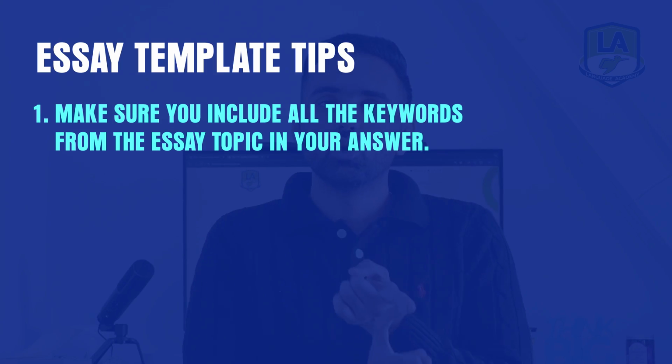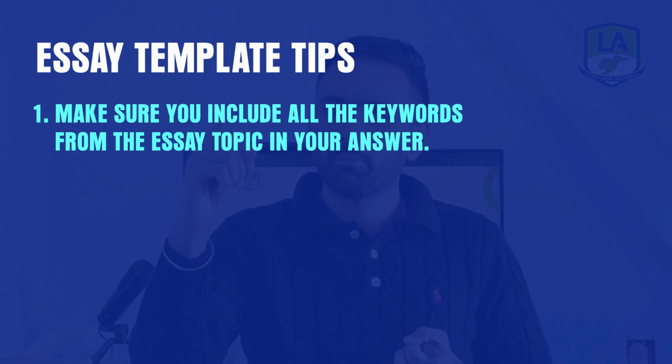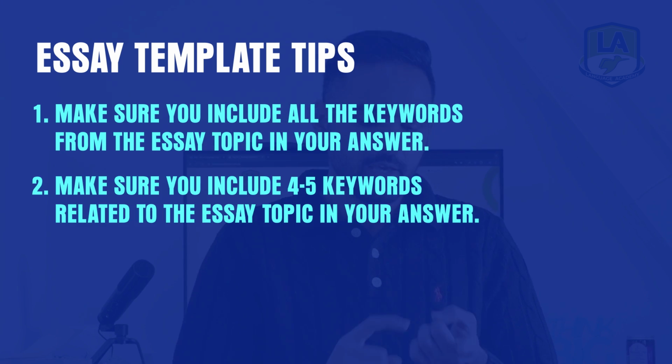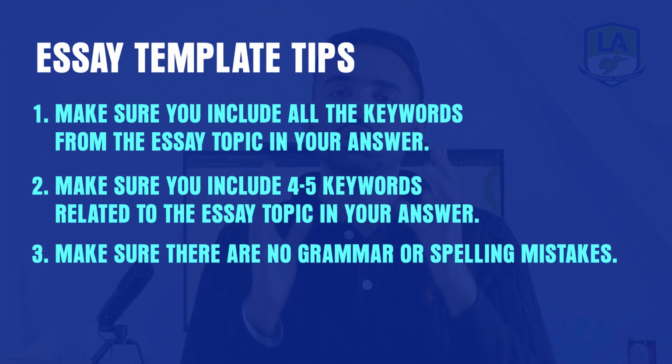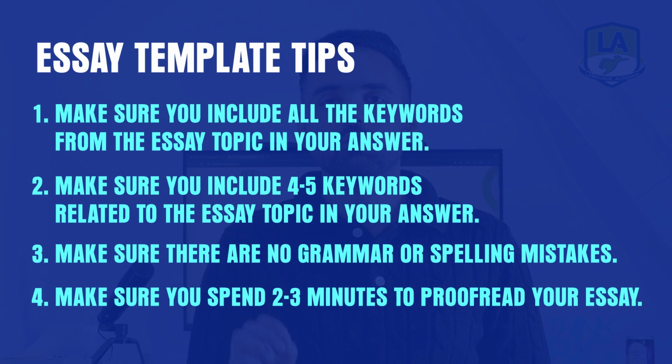Make sure you include all the keywords from the essay topic or question in your answer. Second, include 4 to 6 keywords related to the essay topic in your answer. Rule number 3, you need to make sure there are no spelling and grammar mistakes. And rule number 4, you have to make sure you spend 2 to 3 minutes proofreading your essay.